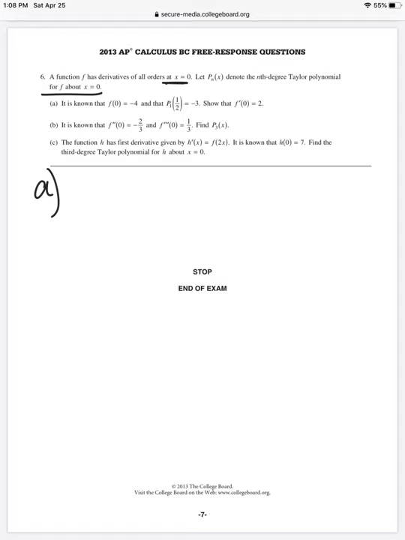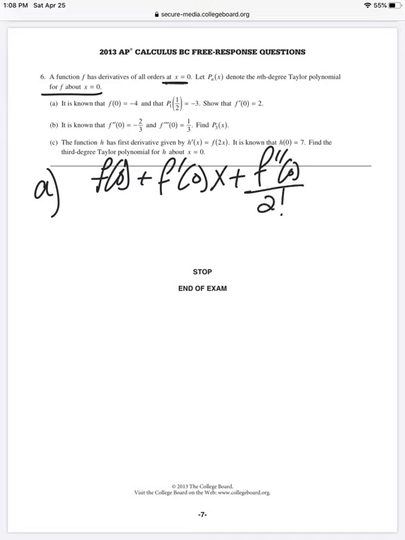Before I do anything else, I'm going to write out my Taylor polynomial, right? Because it's at x equals 0, this is really a Maclaurin. So it would be f of 0 plus the first derivative at 0 times x minus 0, which is just x, plus the second derivative at 0 over 2 factorial times x squared, plus the third derivative at 0 over 3 factorial times x cubed plus dot, dot, dot. So that's the general series, right? Knowing this helps, especially when you have to put it together.